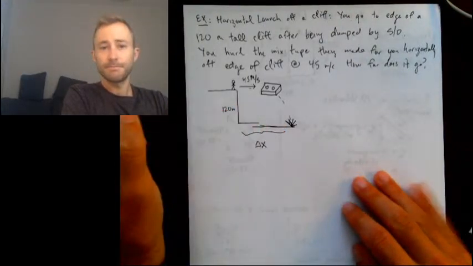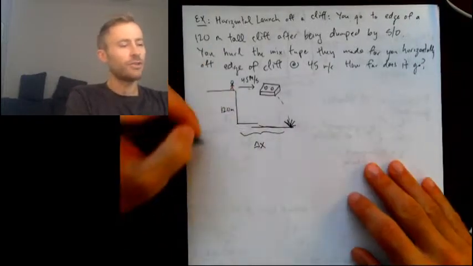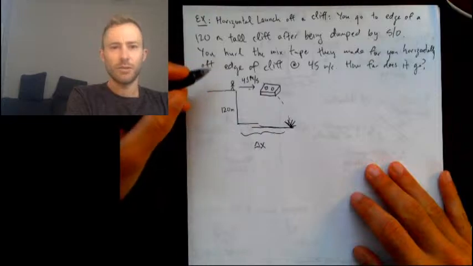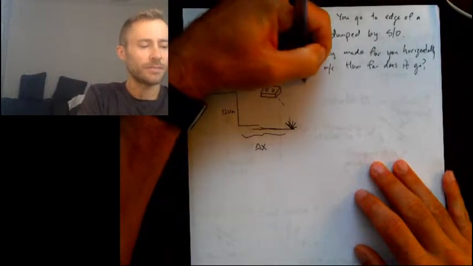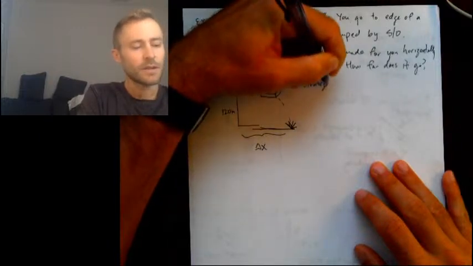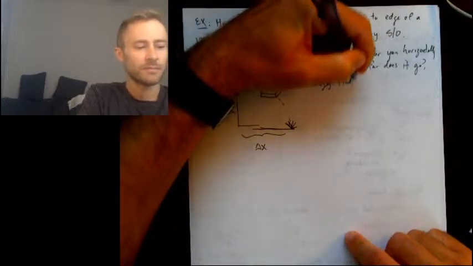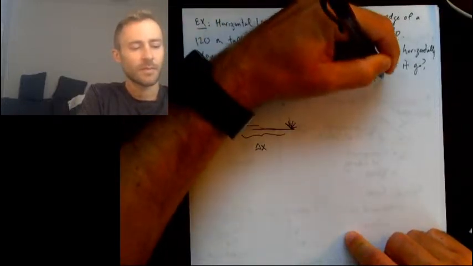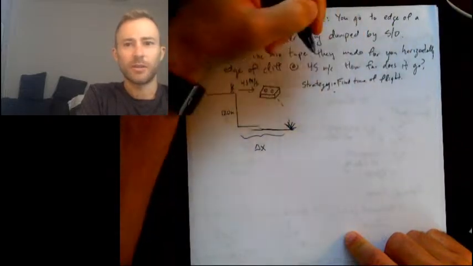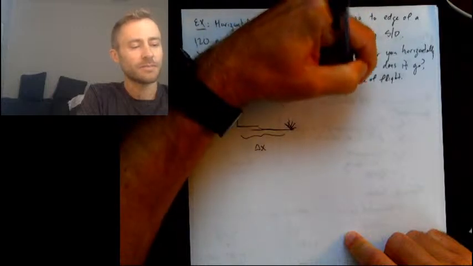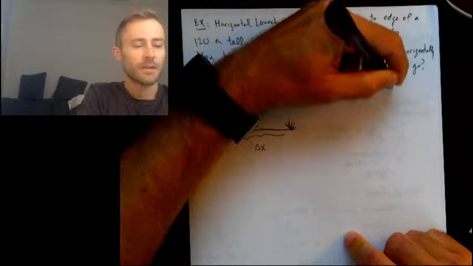Delta x. So the general strategy with these types of projectile motion problems is, first, to find the time of flight. And the second part is to calculate the distance traveled in that time.